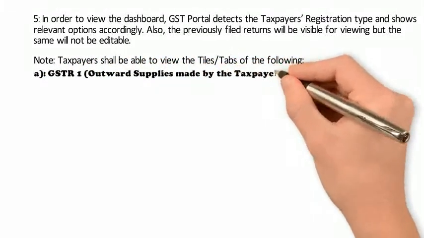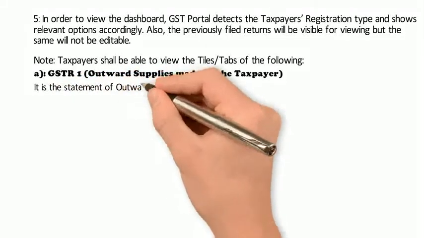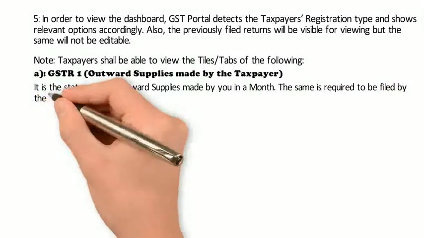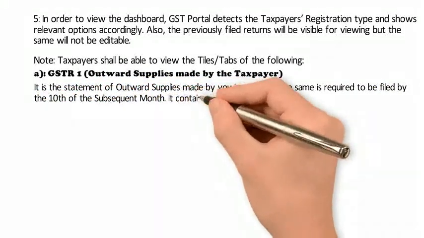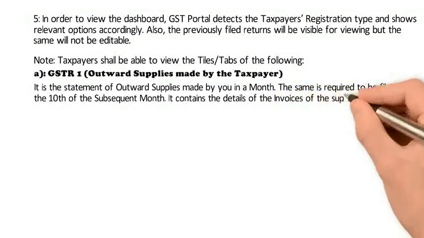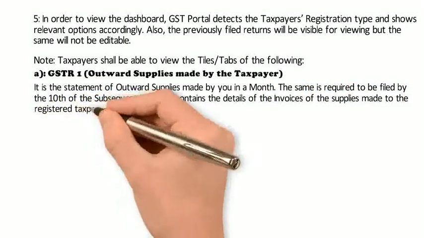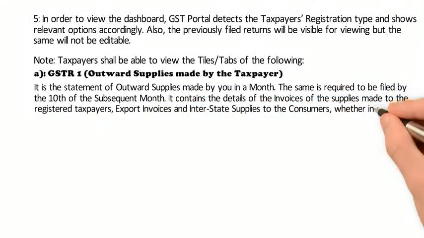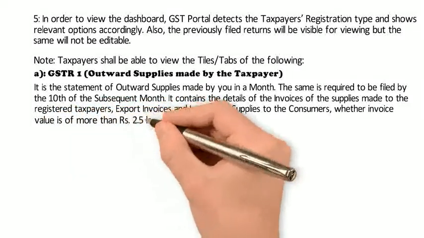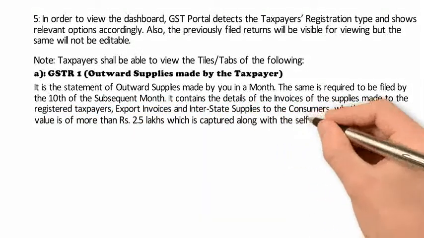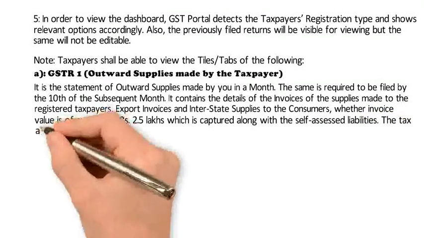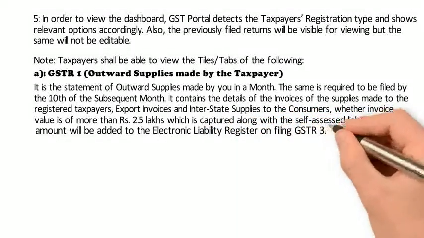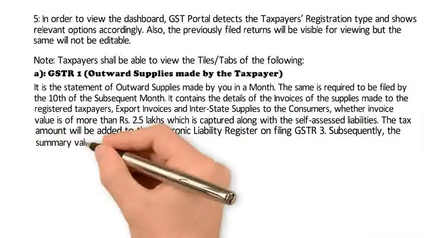GSTR1, Outward Supplies made by the taxpayer. It is the statement of outward supplies made by you in a month. The same is required to be filed by the 10th of the subsequent month. It contains the details of the invoices of the supplies made to the registered taxpayers, export invoices and interstate supplies to the consumers, where invoice value is more than rupees 2.5 lakhs, which is captured along with the self-assessed liabilities. The tax amount will be added to the electronic liability register on filing GSTR3.